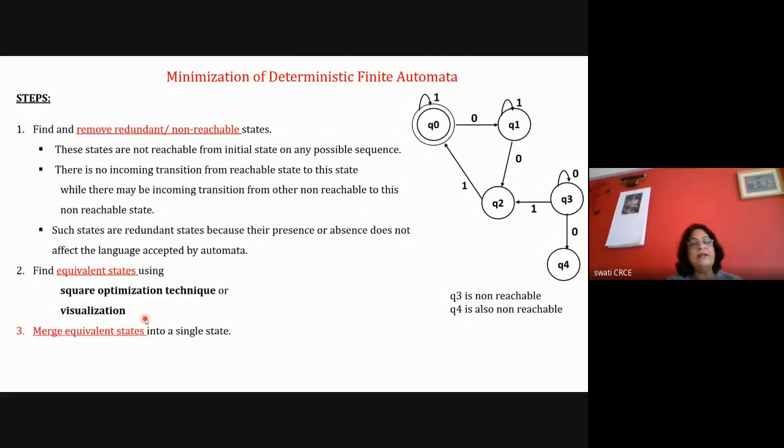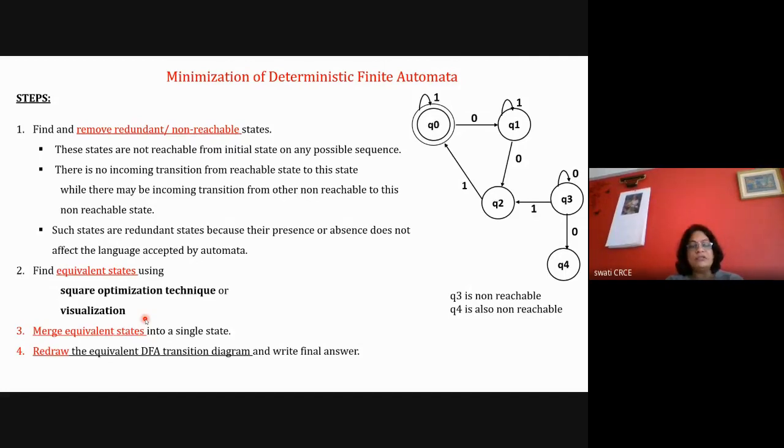Then after identifying equivalent states, you merge them together in a single state. So the third step is to merge them into a single state. And then the final step is to redraw the equivalent DFA transition diagram, redraw the given DFA, and write down the final answer. So there are around 4 steps, or if you consider writing the final answer as a new step, then there are 5 different steps for minimization.